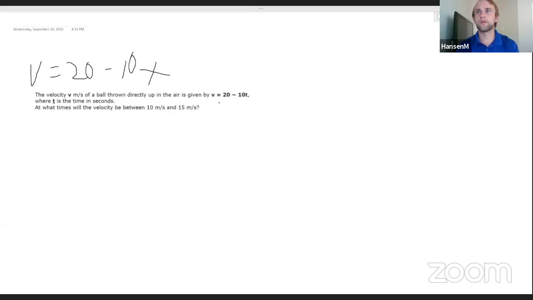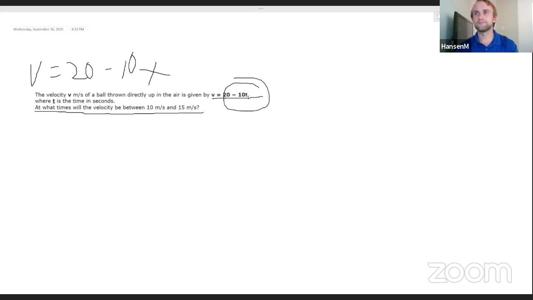So here, whenever we throw the ball, at first it's going 20 meters per second. And then after 1 second, it's only going 10 meters per second. After 2 seconds, it stops. After 3 seconds, it's coming back down at -10 meters per second. And then after 4 seconds, it's going faster at -20 meters per second, et cetera. So what we want to do is find at what time the velocity is going to be between 10 meters per second and 15 meters per second.